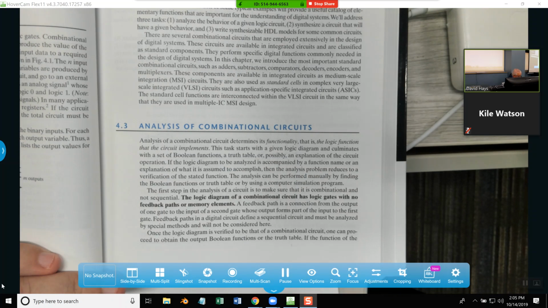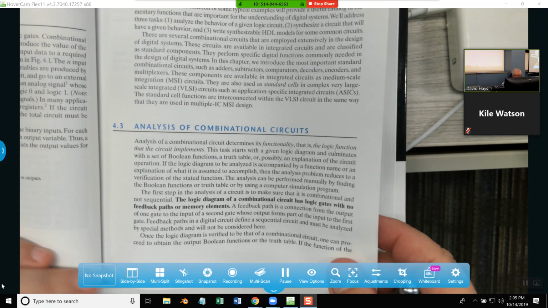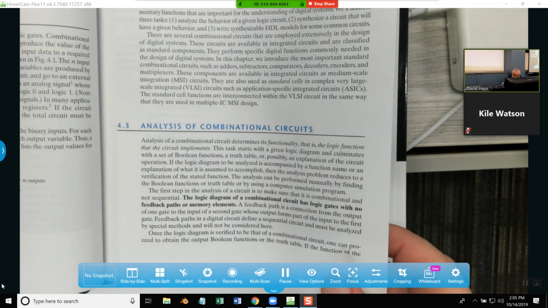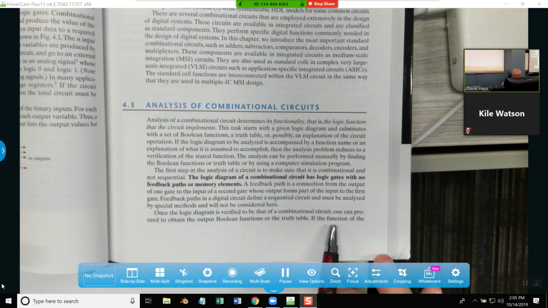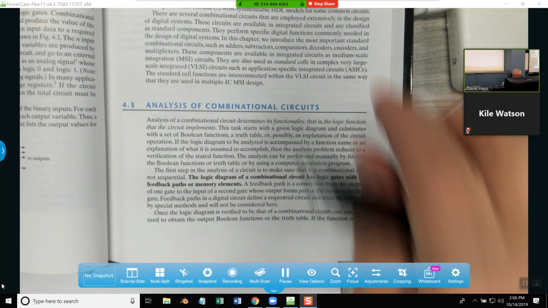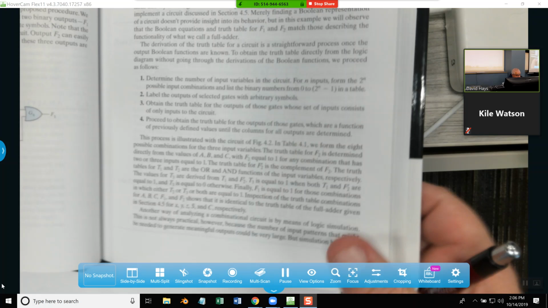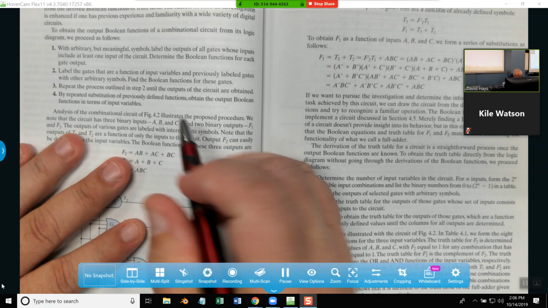Once the logic diagram is verified to be that of a combinational circuit, one can proceed to obtain the output Boolean functions or the truth table. I hope today's video doesn't bomb off. To obtain the output Boolean function of a combinational circuit from the logic diagram, we proceed as follows.